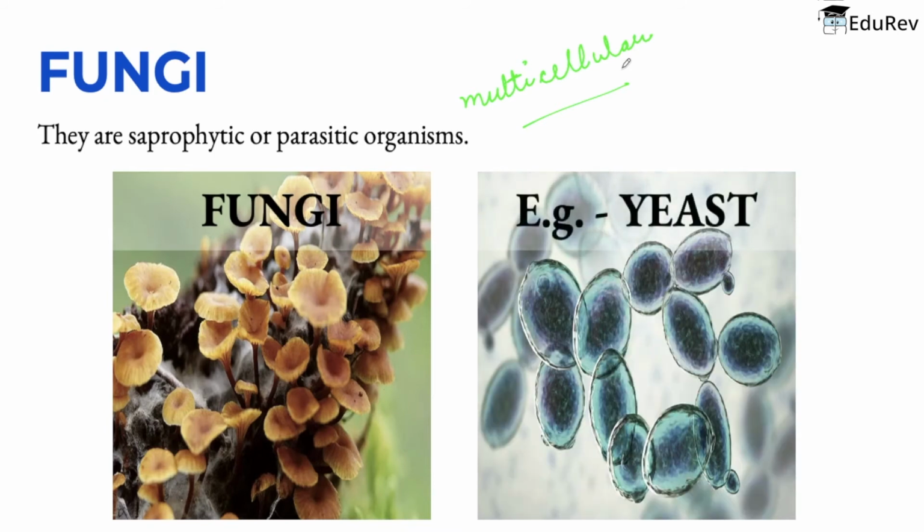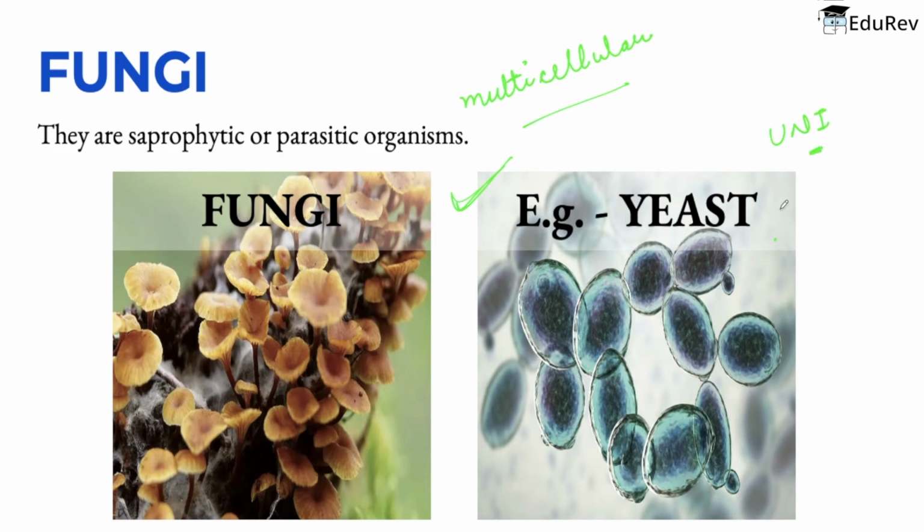So we have yeast as an example. Now we have just studied that mostly fungi are multicellular and they are not microscopic. But yeast is an example that is unicellular and a microscopic organism. So yeast is unicellular and it is a microscopic organism.